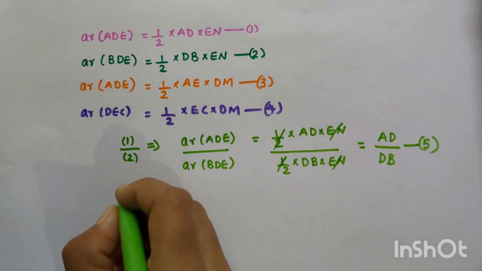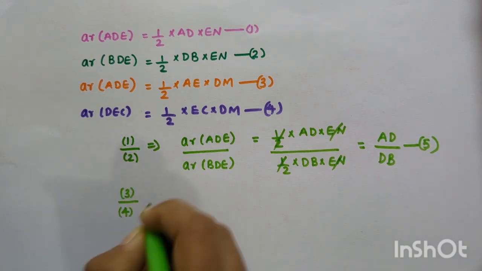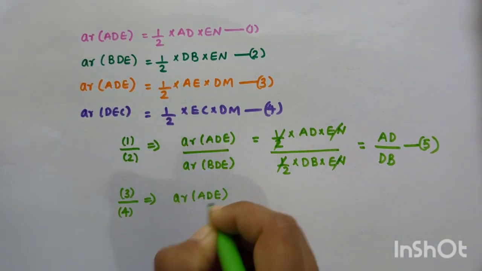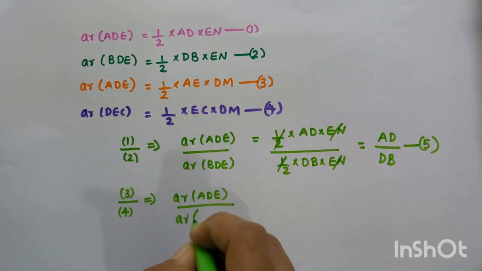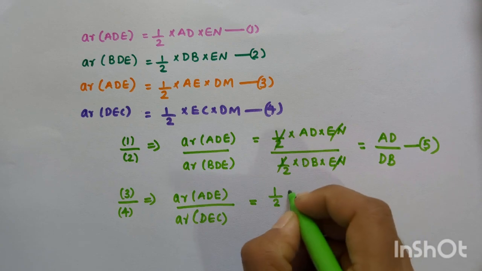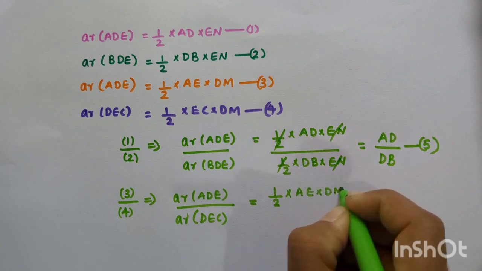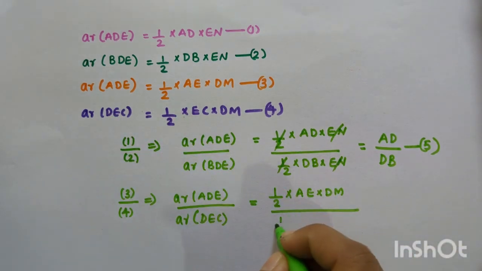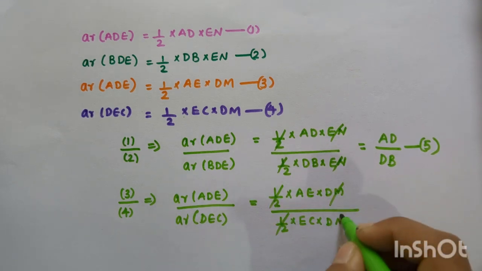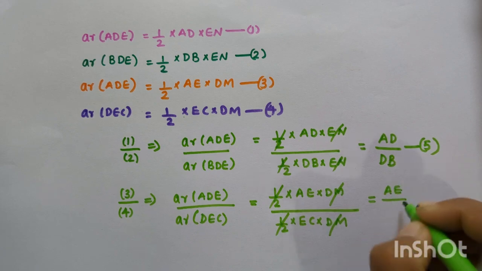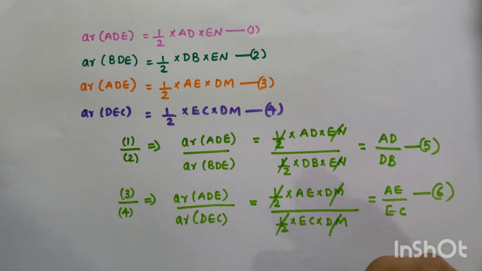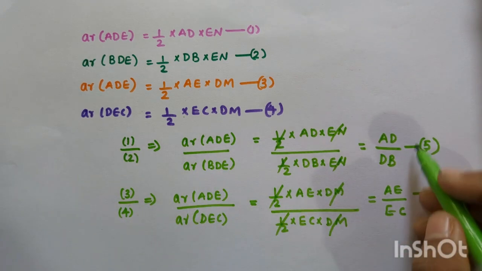Similarly, when you take the ratio of equation number 3 and equation number 4, we can write area of triangle ADE divided by area of triangle DEC. This is equal to half into AE into DM divided by half into EC into DM. Half can be cancelled, DM cancelled. So we are getting AE divided by EC, and I am taking this as equation number 6. So we got the ratio of these two as like this.